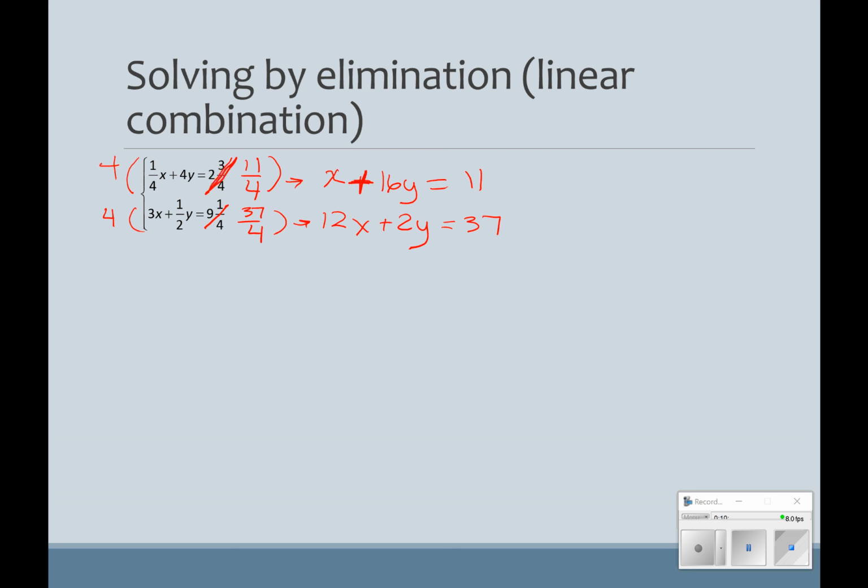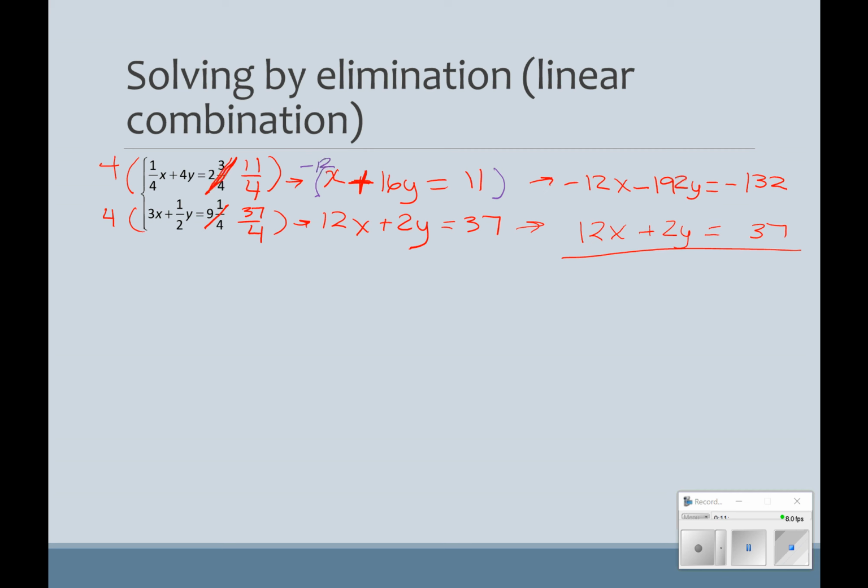I want to get rid of the x's, that's just me. You can get rid of the y's if you want. And I can do that by multiplying this by negative 12. So if I multiply everything in my first equation by negative 12, I'm going to get negative 12x minus 192y equals negative 132. Then I'm just going to keep the second equation the same because my x's are going to cancel out. So I get 12x plus 2y equals positive 37.